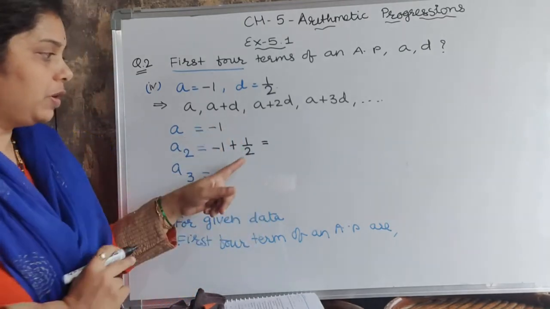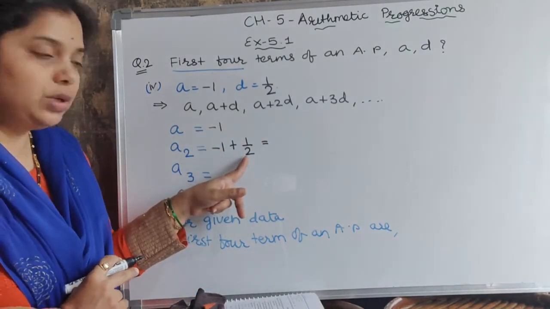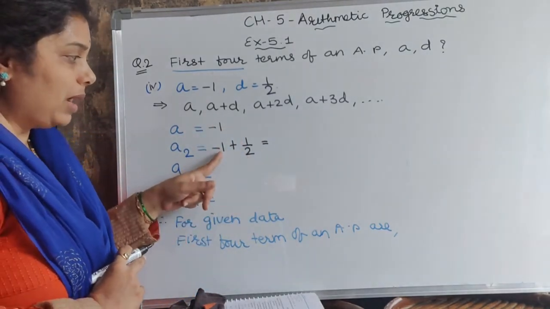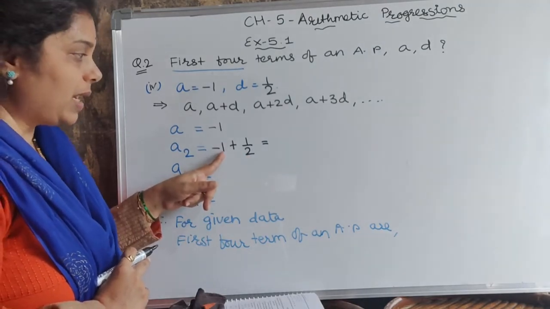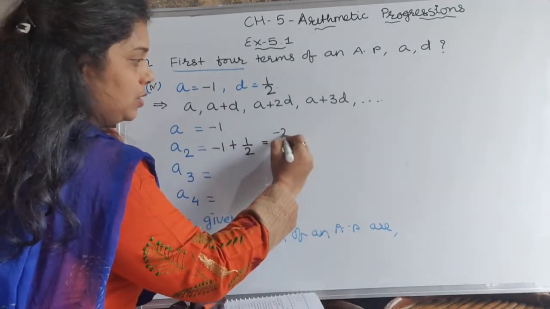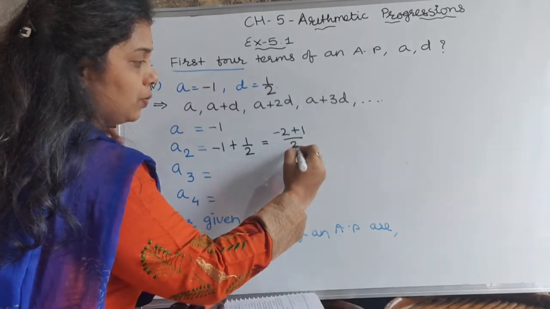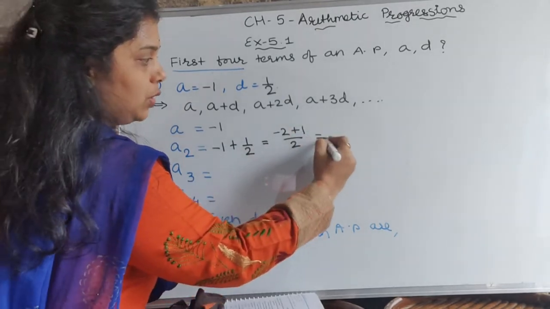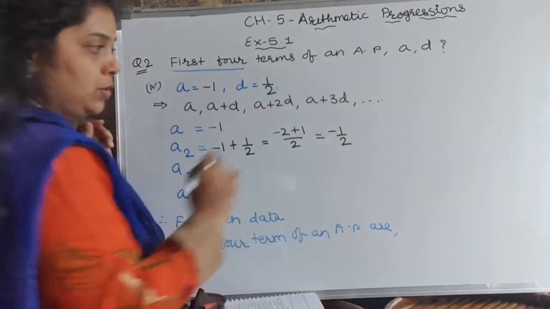Okay. Now we have to take LCM. So here 2 is the LCM. So 2 and minus 1, so minus 2 plus 1 by 2. Minus 2 plus 1 is equal to minus 1 by 2.